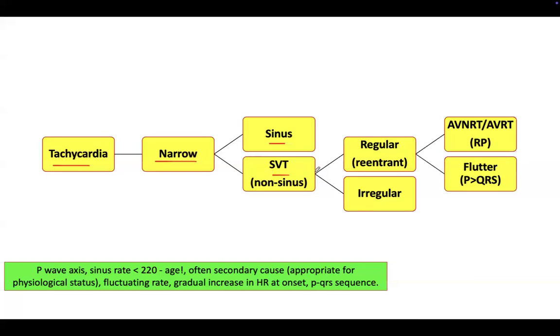Anyway, so back to SVT. Then you can differentiate SVT into regular and irregular SVTs. And like we said, regular is often reentrant SVT. The regular SVT is subdivided into AVNRT, AVRT, or flutter. And then the RP interval helps you differentiate between the various AVNRTs and AVRTs. And with flutter, often you have more P's than QRSs. Sometimes it's difficult to be sure, but typically you have more P's than QRSs because the atrial rate is usually rapid. It's very difficult for the patient to conduct one-to-one. Okay, and here's an example.